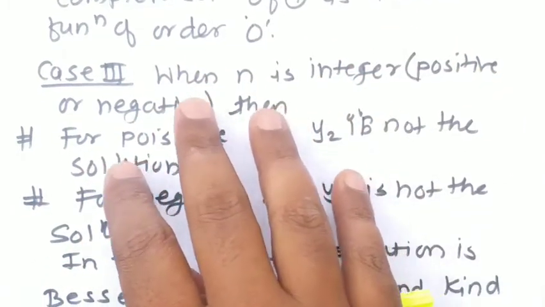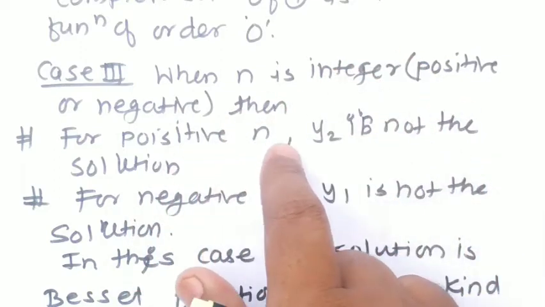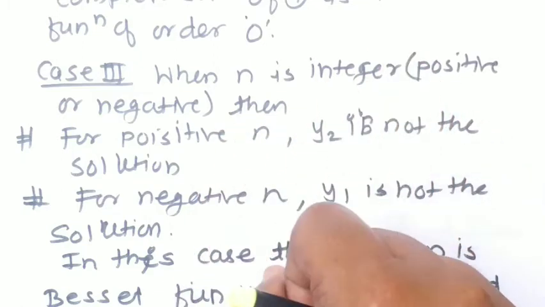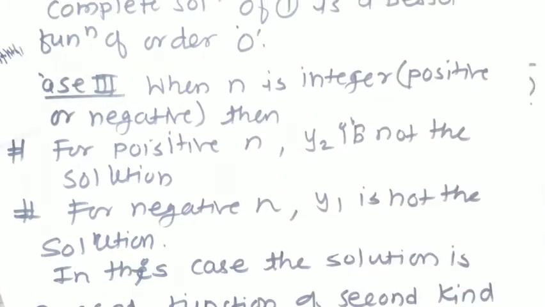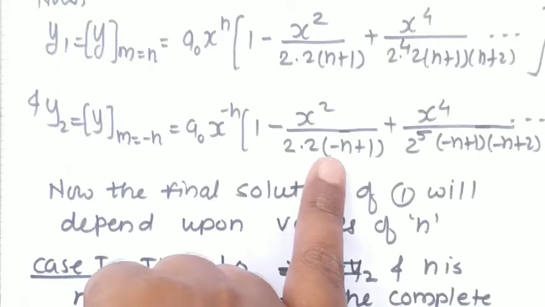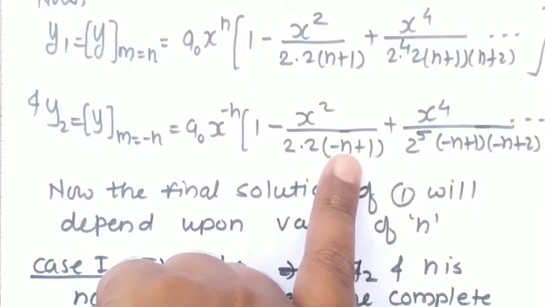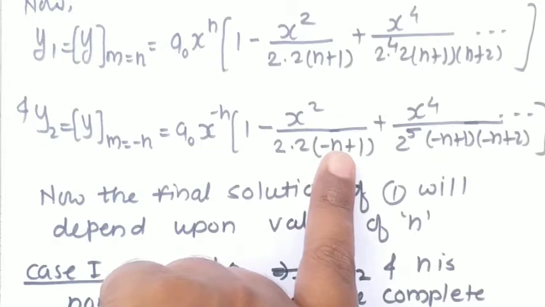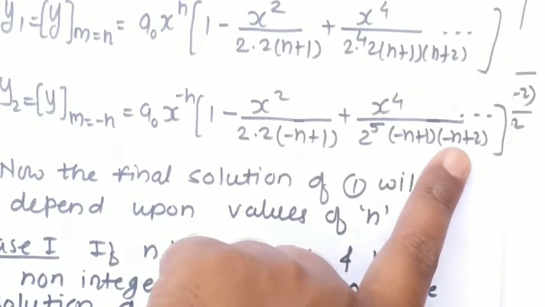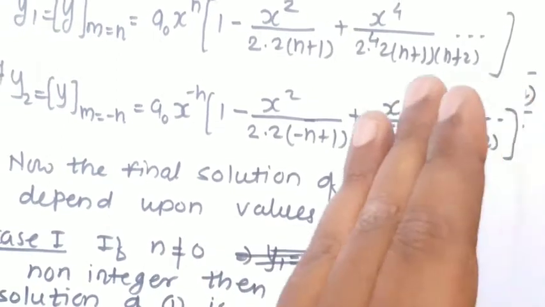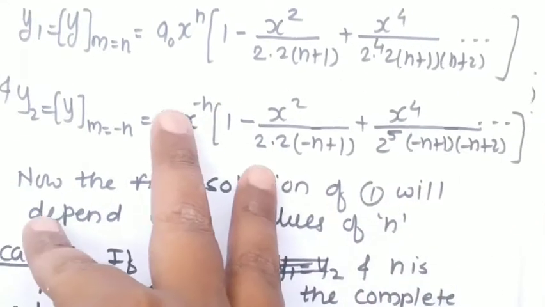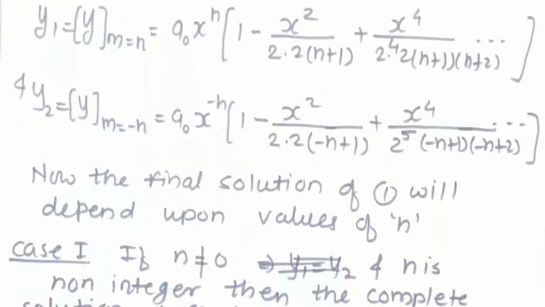And in case number 3, when n is a positive or negative integer, if n is positive, the y2 that we have obtained no longer remains a solution of the given differential equation. You can see that if n is positive, say n equal to 1, then we get minus 1 plus 1, meaning the denominator becomes 0. If you take n equal to 2, here we have minus n plus 2. In the next terms also we have minus n plus 3, minus n plus 4, like that. So if you take n as a positive integer, y2 will definitely not remain a solution of the differential equation.